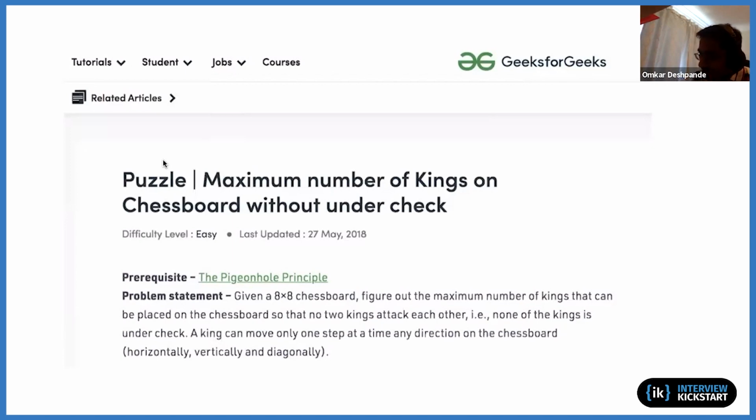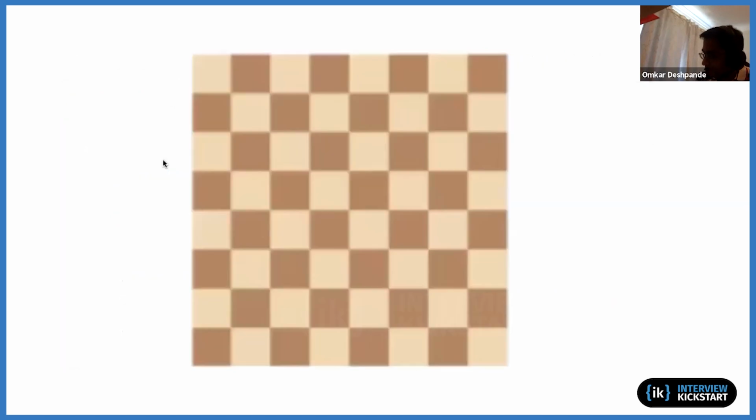So on an 8x8 chessboard, what is the maximum number of kings that we can place where none of the kings attack each other? Okay, so we want to place as many kings as possible on a chessboard such that none of the kings attack each other. Now, how does a king move? In case someone is not familiar with chess, if we have a king on any cell of the chessboard, a king can attack any of the 8 neighboring cells. So either here or here, 3, 4, 5, 6, 7, and 8. So it's this local region that the king can attack.